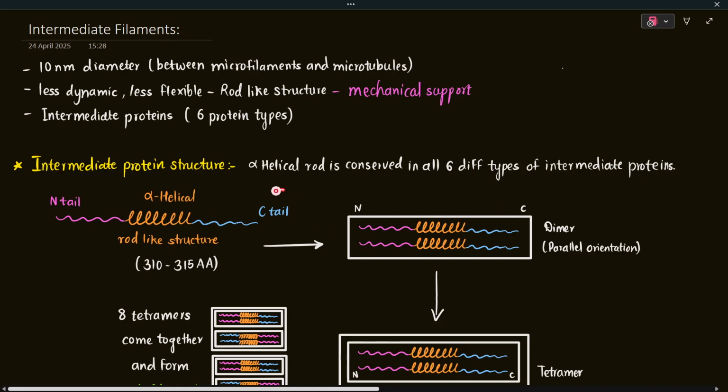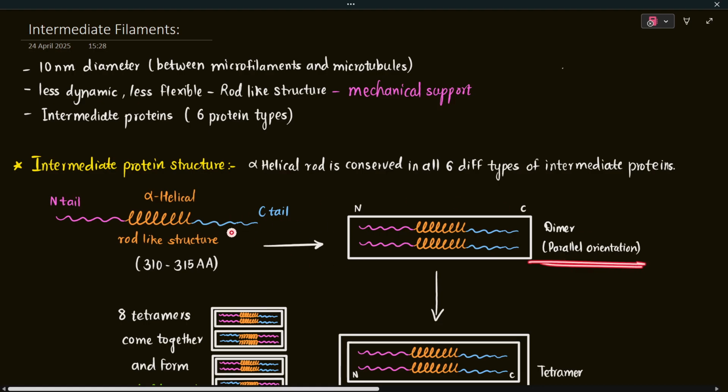This polypeptide, from N-terminal to C-terminal, forms a dimer in parallel orientation. That means the N-terminal of one polypeptide pairs up with the N-terminal of the other polypeptide, while the C-terminal of one polypeptide interacts with the C-terminal of the other. This is what we call the parallel orientation.